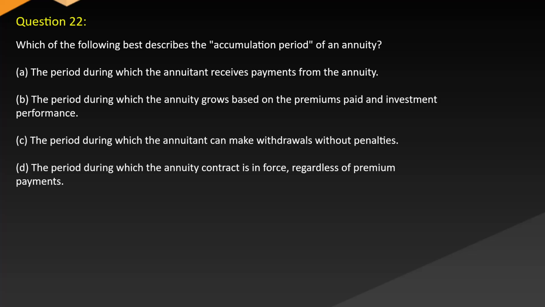Question 22. Which of the following best describes the accumulation period of an annuity? A. The period during which the annuitant receives payments from the annuity. B. The period during which the annuity grows based on the premiums paid in investment performance. C. The period during which the annuitant can make withdrawals without penalties. D. The period during which the annuity contract is in force, regardless of premium payments.